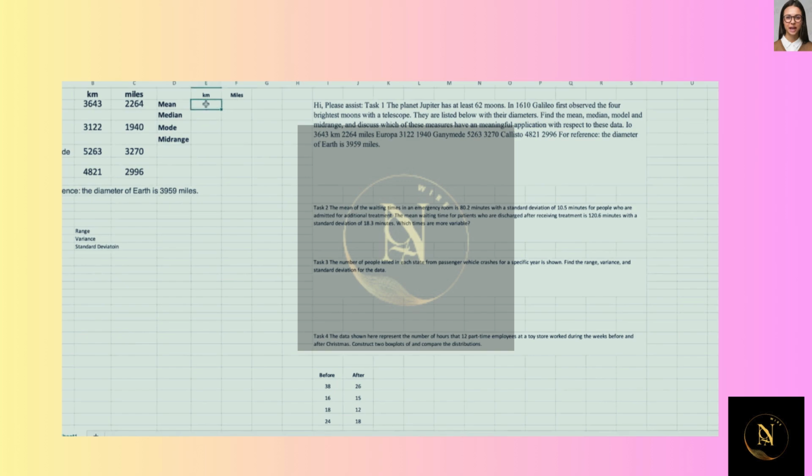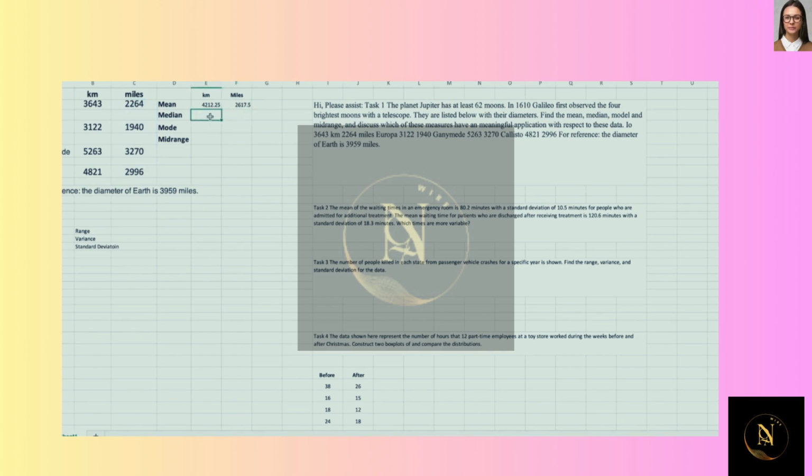So first of all, I want to find the mean in kilometers. I'm going to find the mean, so you have to add up all of the numbers. When you add up all of the numbers, you get 6,849. And then I'm going to divide by 4, and I'm going to get 4,212. Then I'm going to do the same thing: add up all of the numbers for miles, and then divide that number by 4.